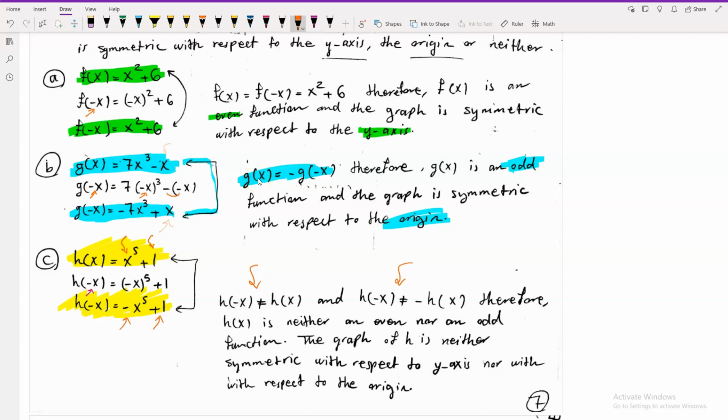Note that here on this part we had g of x equal to negative times g of negative x, or we can have g of negative x equal to negative times g of x. So it is saying we can just multiply by negative both sides and having what we have here on top.